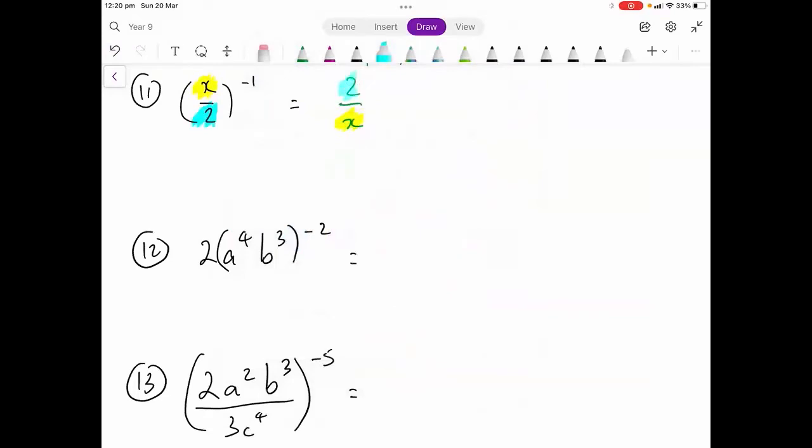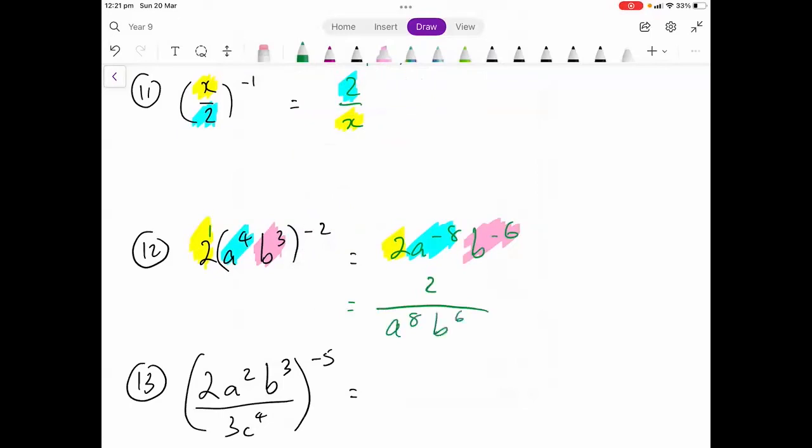Question 12, be careful, that 2 is outside the brackets, so it has a positive power, and we don't multiply it by minus 2 when we expand those brackets. So the 2 stays there, a is to the power of minus 8, b is to the power of minus 6, so the 2 stays on the numerator, a and b both move to the denominator. Final answer is 2 over a to the power of 8, b to the power of 6.